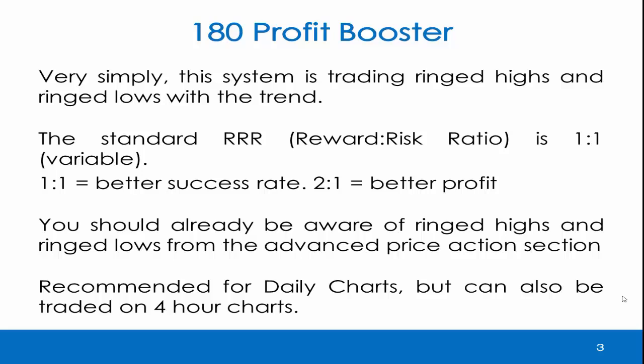Now, 1-to-1 being a better success rate means you're going to win more trades. However, the 2-to-1 means that when you win, you'll win double the amount that you're risking. So you have bigger winning trades. Therefore, where there's a pro, there's also a con. So 2-to-1 is going to have bigger winners, but it won't win as often.